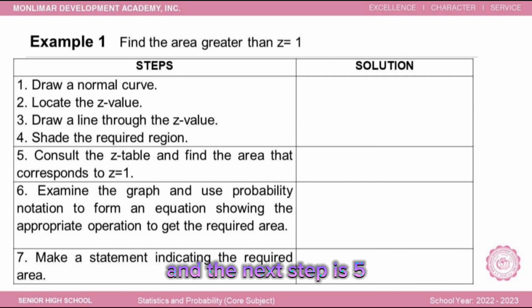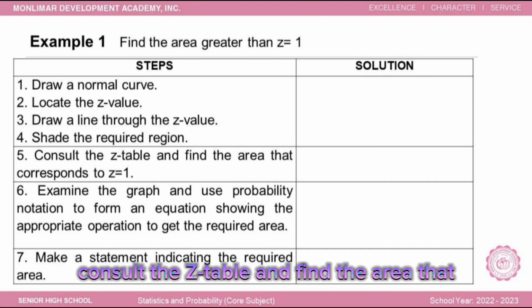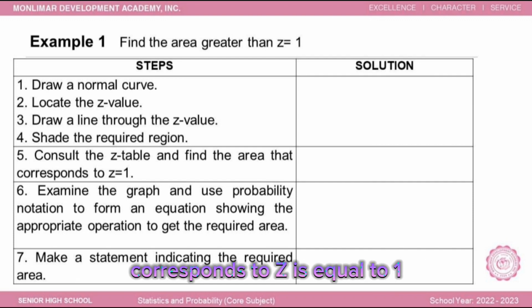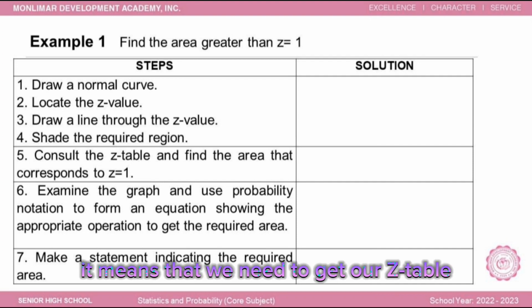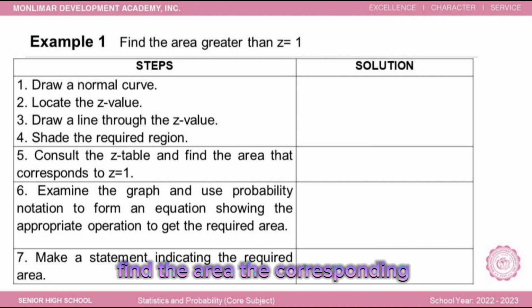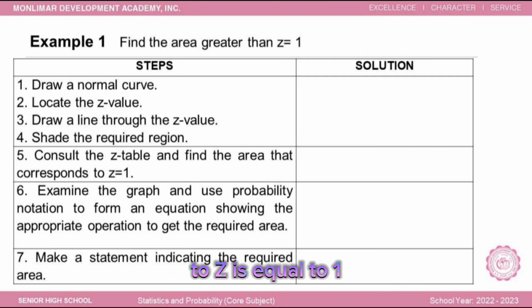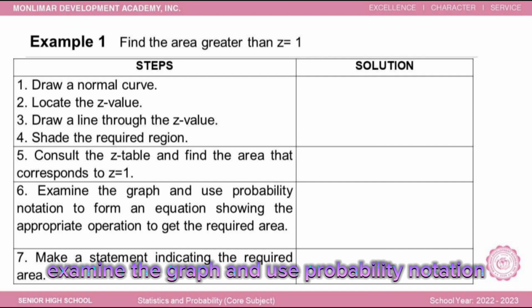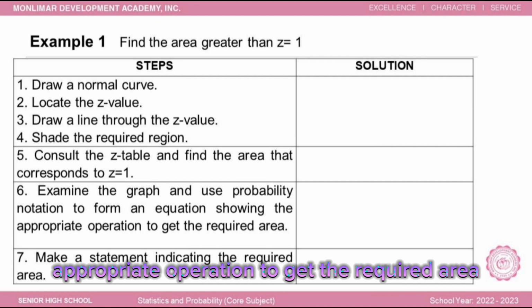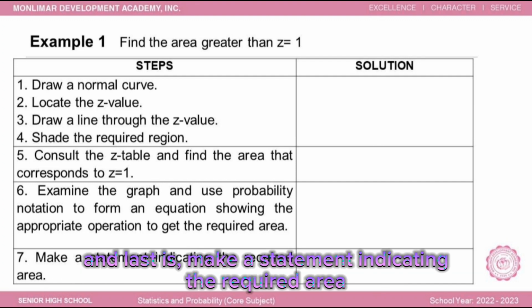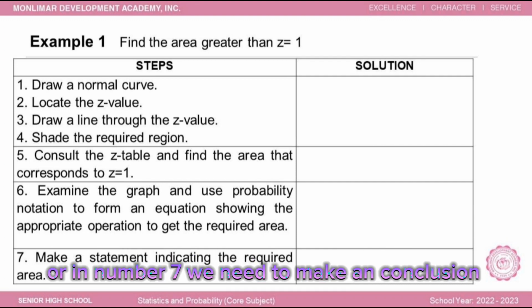And the next step is 5. Consult the z table and find the area that corresponds to z equals 1. It means that we need to get our z table so we can find the area corresponding to z equals 1. Next is examine the graph and use probability notation to form an equation, the appropriate operation to get the required area. And last is make a statement indicating the required area, or in number 7 we need to make a conclusion.